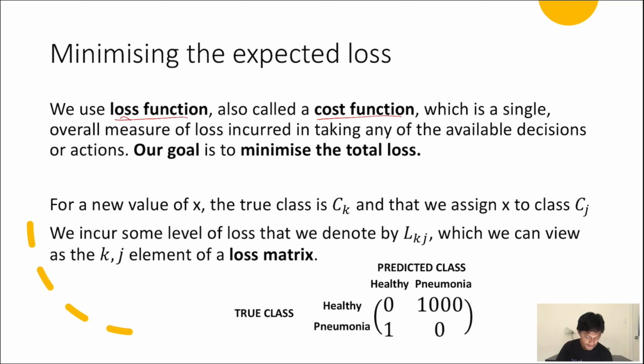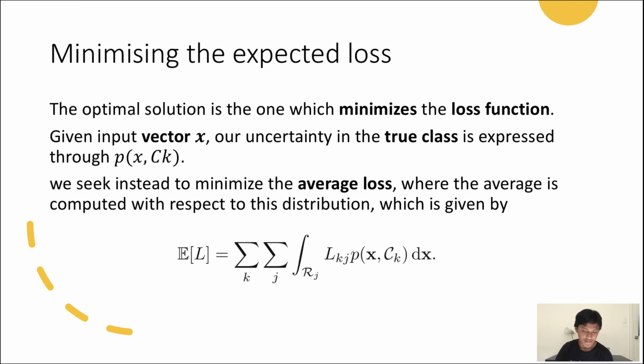For example, from our pneumonia case, we have the true class healthy diagnosed as healthy is 0, healthy but diagnosed as pneumonia is 1, pneumonia but diagnosed as healthy is 1000, and having pneumonia and diagnosed as pneumonia is 0. The next point is, as I mentioned before, we need to minimize this loss function. Sometimes this loss function depends on the true class.